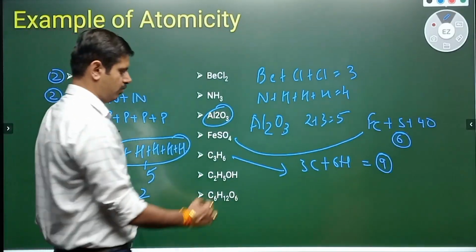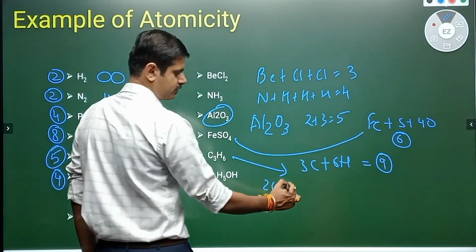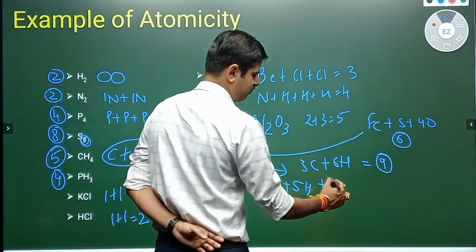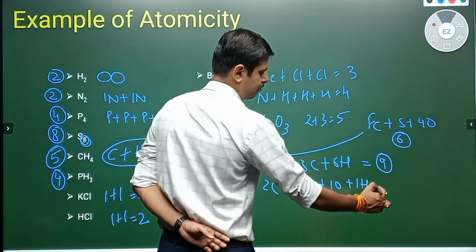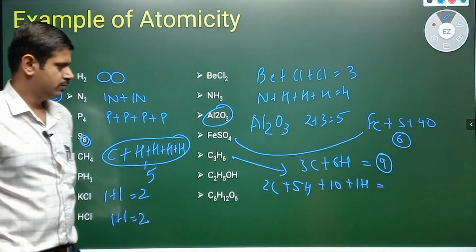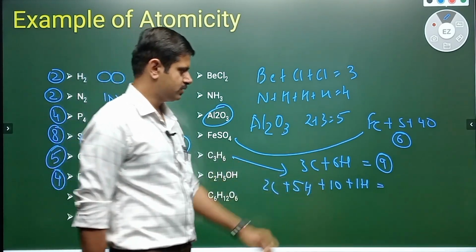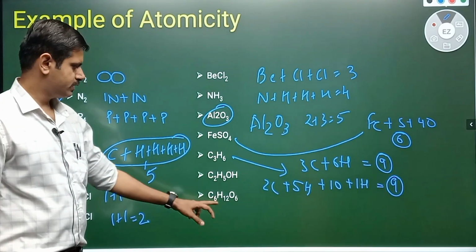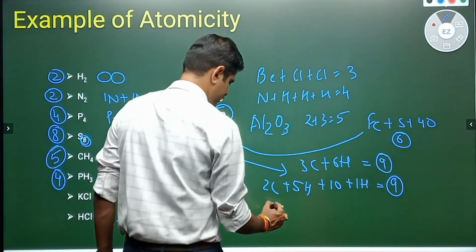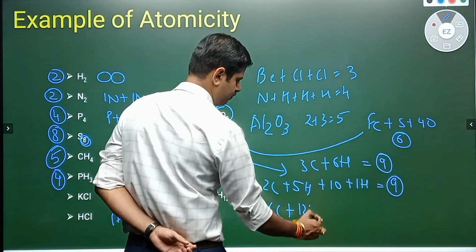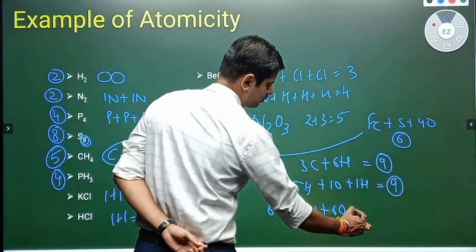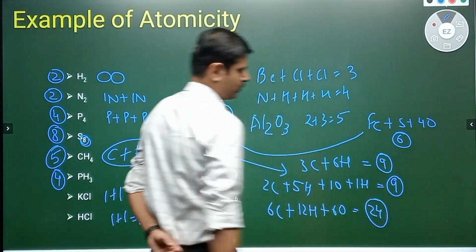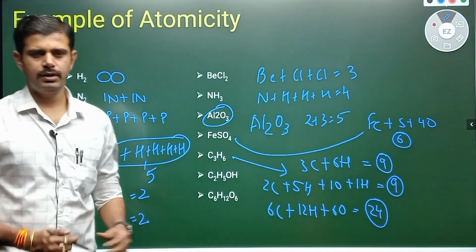C2H5OH, see, a typical molecule, 2 carbon atoms, 5 hydrogen atoms, 1 oxygen atom plus 1 hydrogen atom. Is it clear? So it will be 2 plus 5, 7, 7 plus 2, 9. Clear? C6H12O6, here it is 6 carbon plus 12 hydrogen plus 6 oxygen, equals 24. So this is what atomicity is all about.